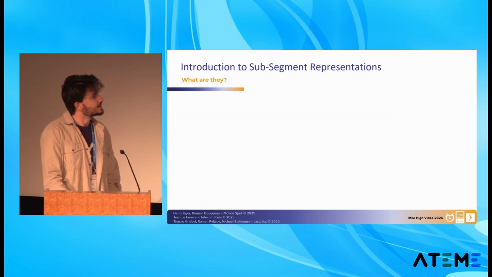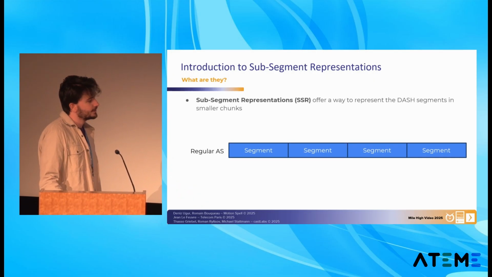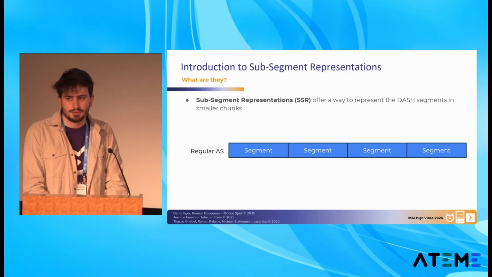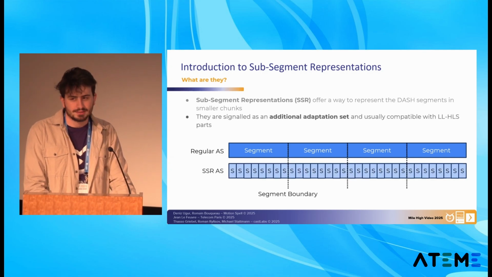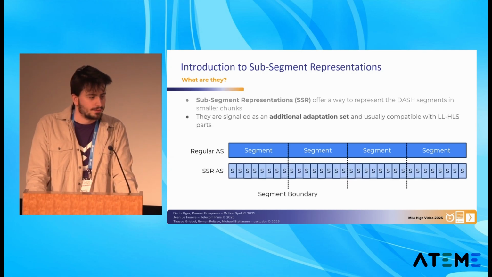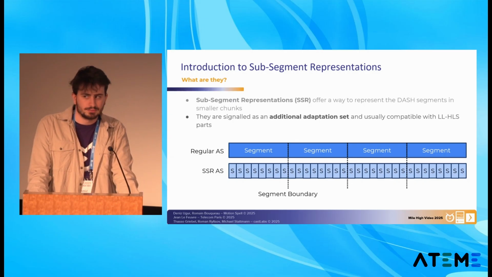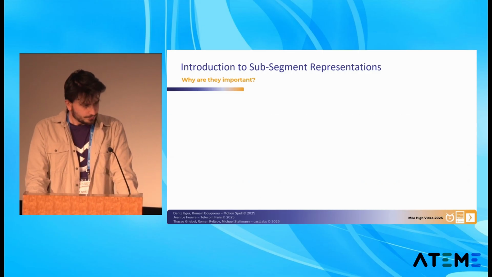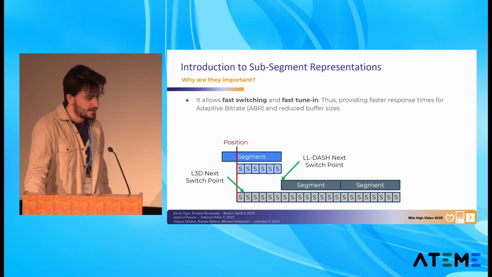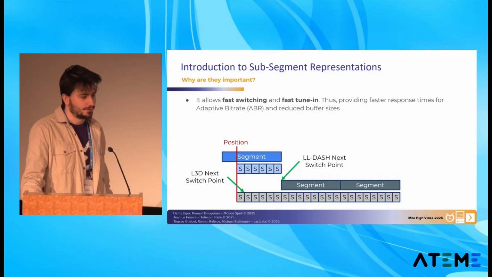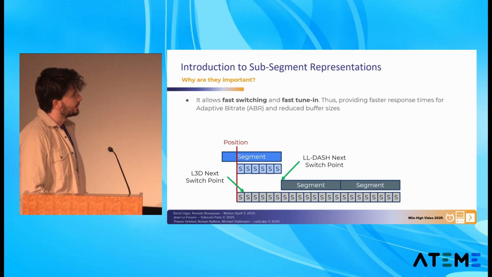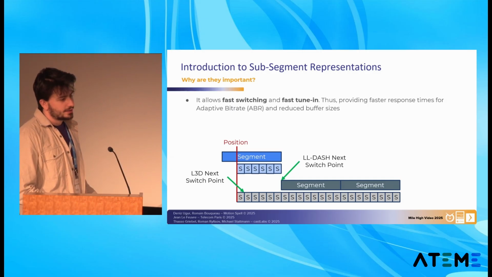So what is SSR, subsegment representations? They are a way to represent Dash segments in smaller chunks. Usually in the manifest, it's represented as an additional adaptation set, aligned with the segment boundaries of the regular Dash segments. They are important because they allow fast switching and fast tuning. Since we have smaller chunks and each chunk starts with an IDR, you are able to switch to another adaptation set much more quickly than just waiting for the next segment boundary.